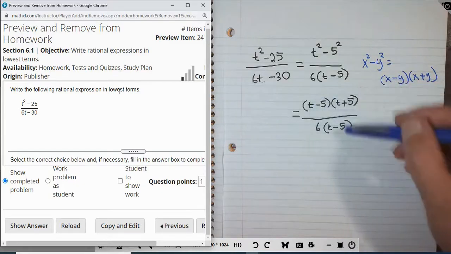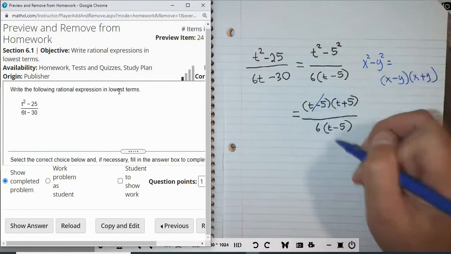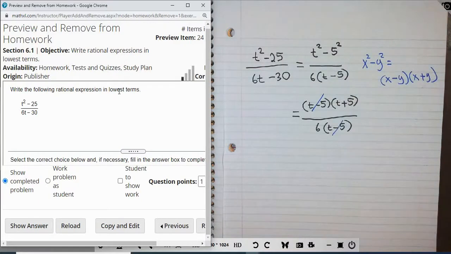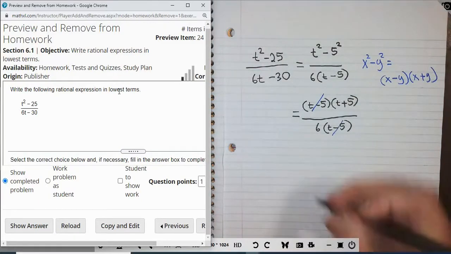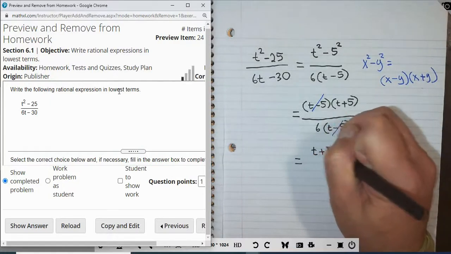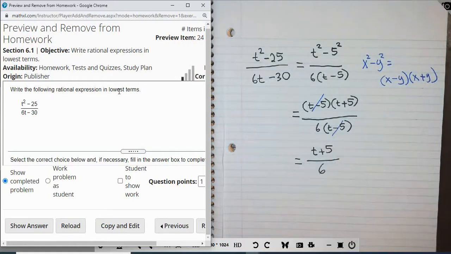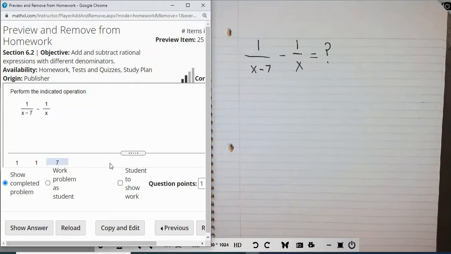As we can see, the t minus 5 there is common between the numerator and denominator, so that would cancel out. And so our result here would be t plus 5 over 6. All right. So now we have written that rational expression there in lowest terms.